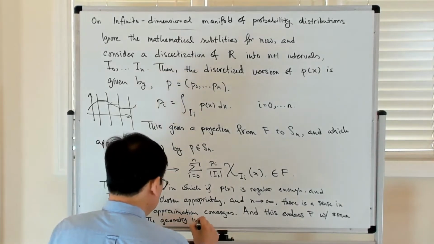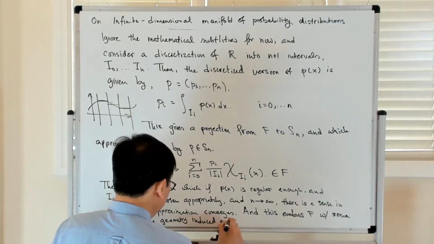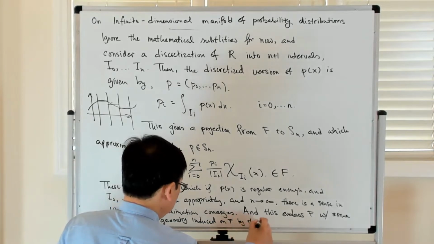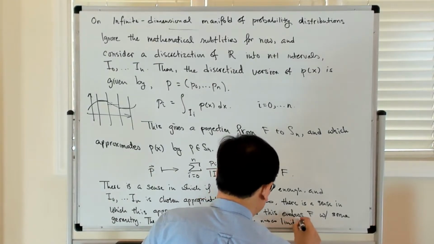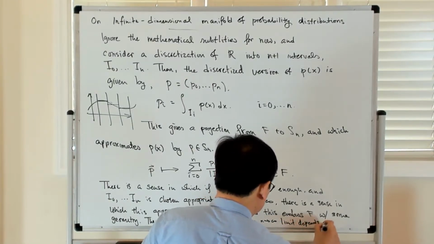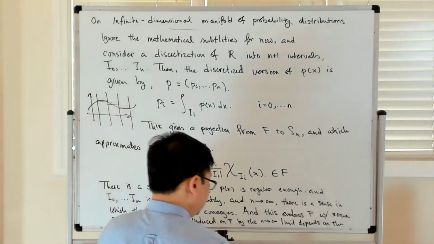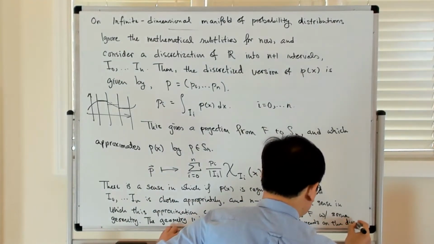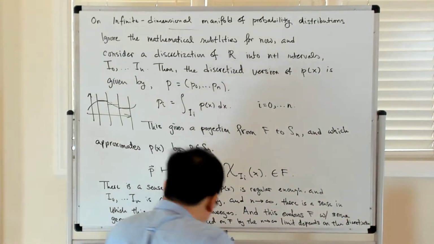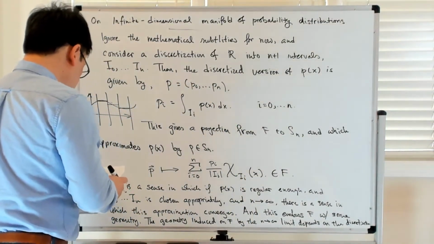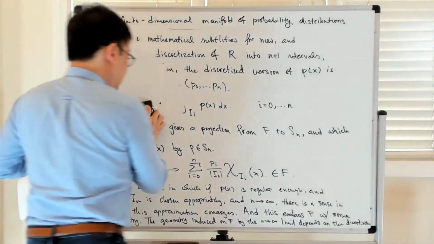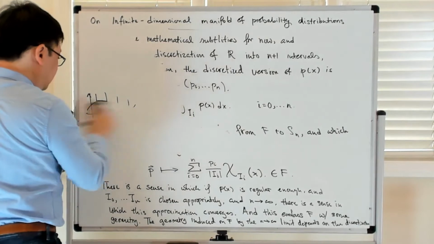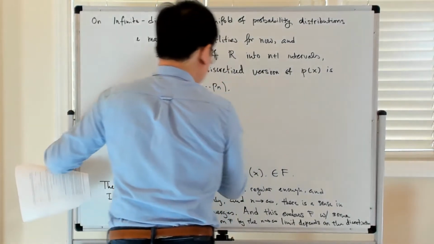okay? So the geometry induced on f by the n going to infinity limit depends on the discretization which you've chosen. So one has to be careful about this. But let's try not to worry too much about that and see where this naive intuition takes us.